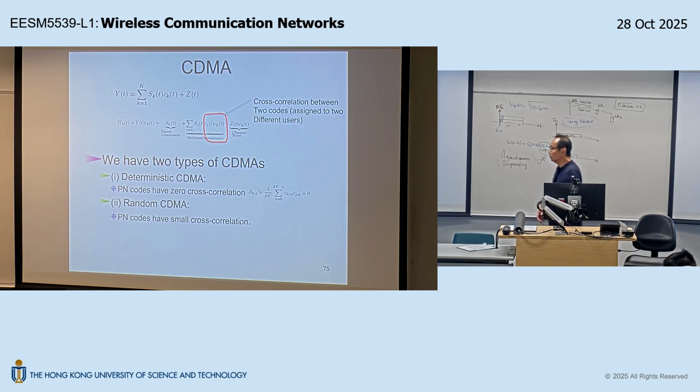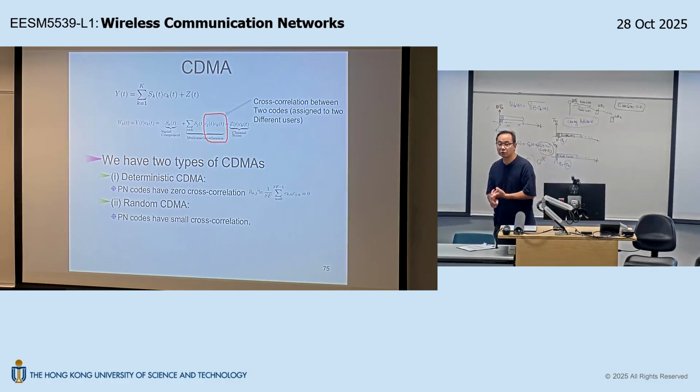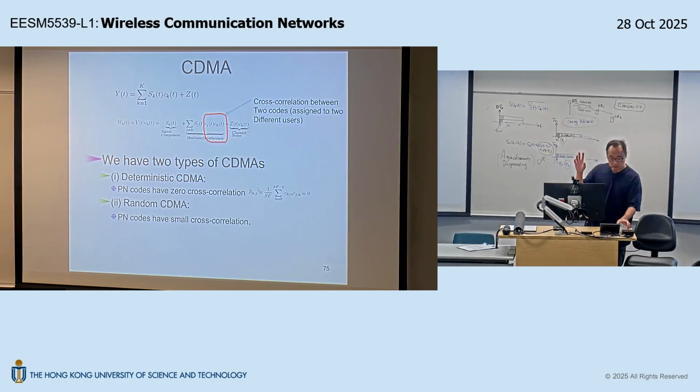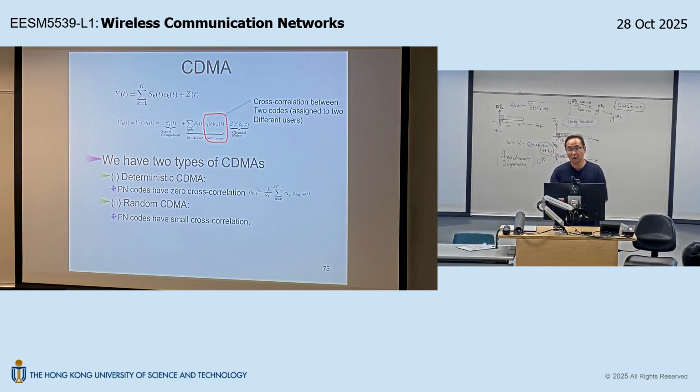Okay, let's continue. So we talked about deterministic CDMA. The limitation is, number one, the number of code sequences that have zero cross-correlation is very few. The maximum number is only given by the spreading factor. And number two, you need to maintain synchronous spreading in order to enjoy the benefit. So it's very restrictive.